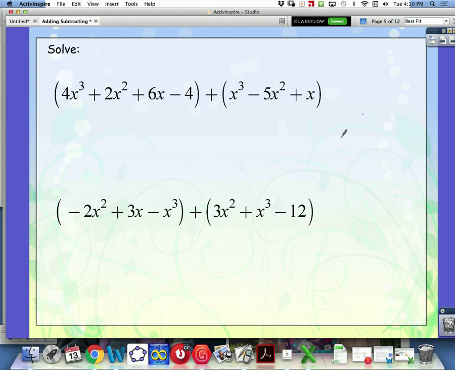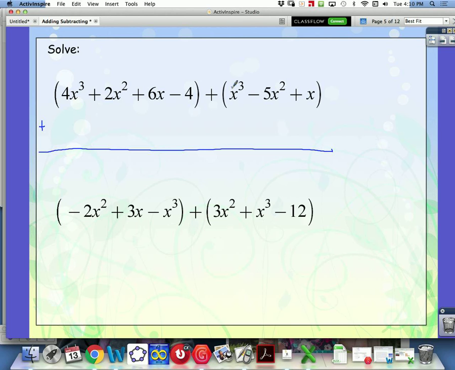So when we're adding polynomials, if they write it long like this, I recommend pretending that you're going back to first grade when you learned how to add basic things, and we're going to actually rewrite it so that the problem is up and down.